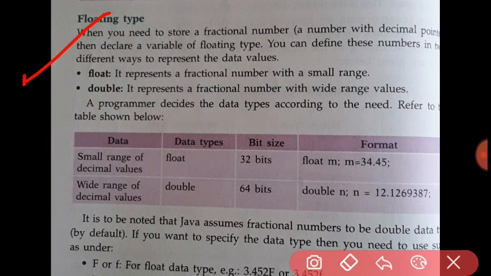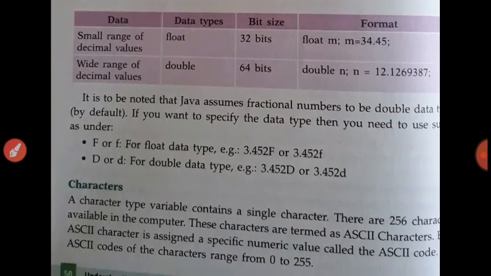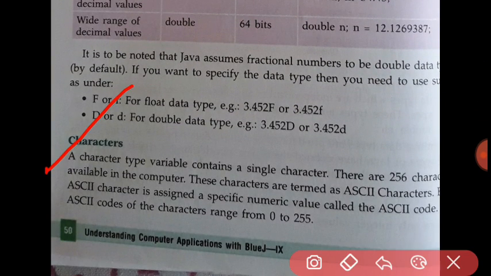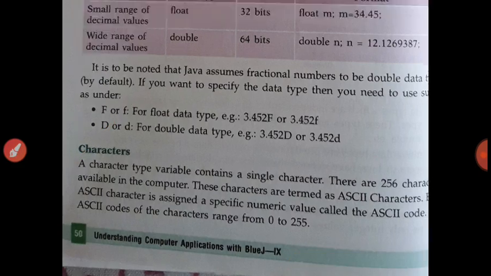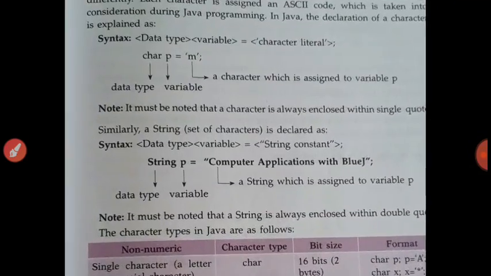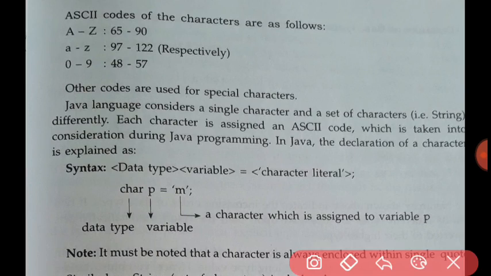Then floating point, that is real type. The size of float is 32 bits, that is 4 bytes, and double 8 bytes. Characters I told, that is 2 bytes. You need to remember this range, the ASCII range.